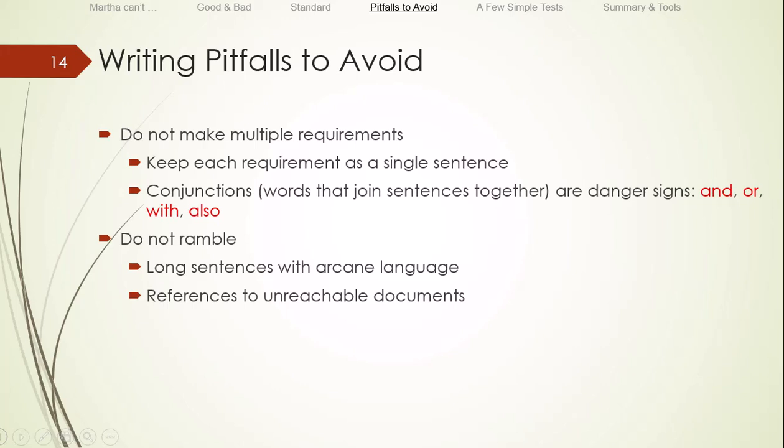Do not ramble in long sentences with arcane language, or make references to unreachable documents. This means long sentences are also dangerous. Long sentences are actually the scenarios that come at the start of the elicitation, and then we finalize the user and functional requirements from those stories. So we should write the functionalities to the point. So avoid long sentences, and don't refer to documents or resources that are unreachable.